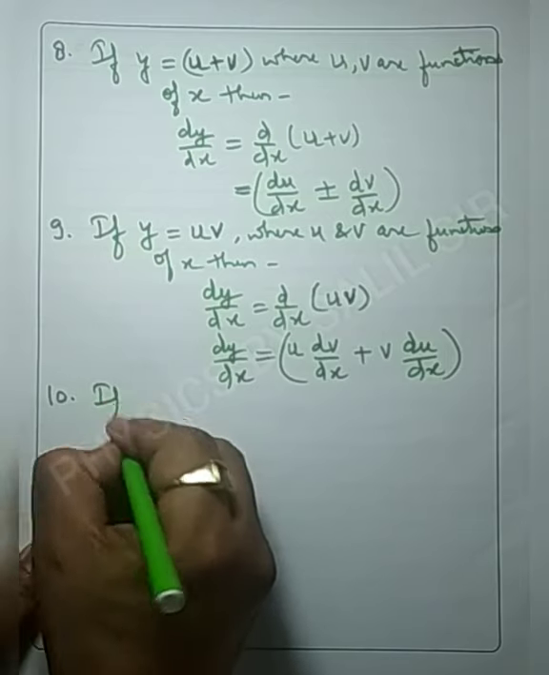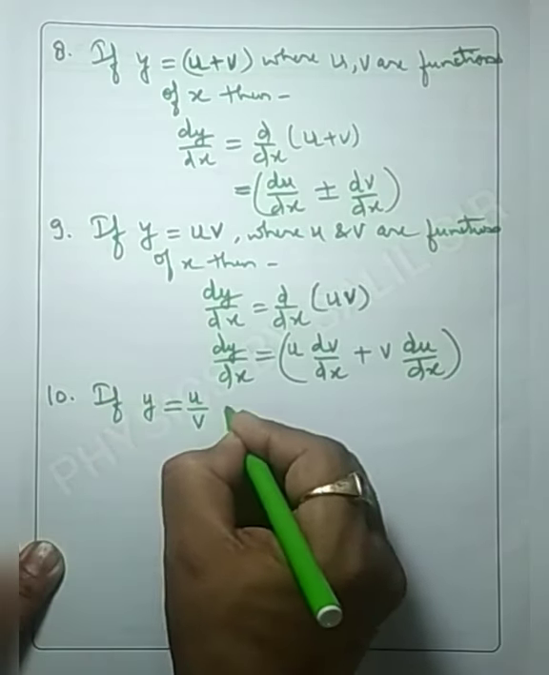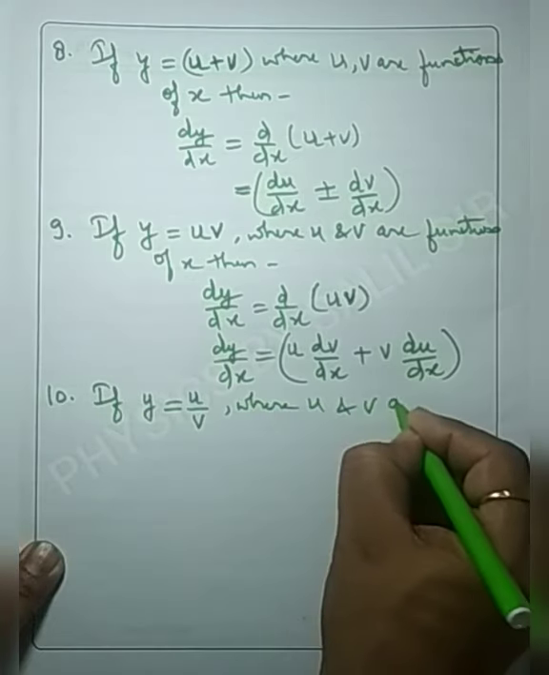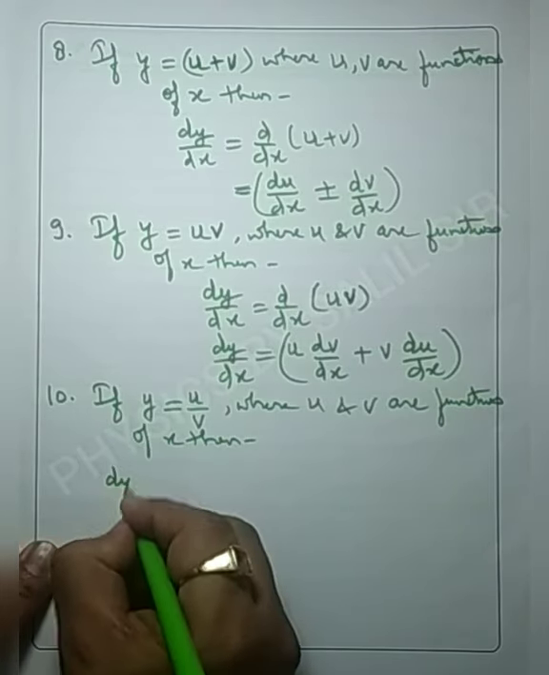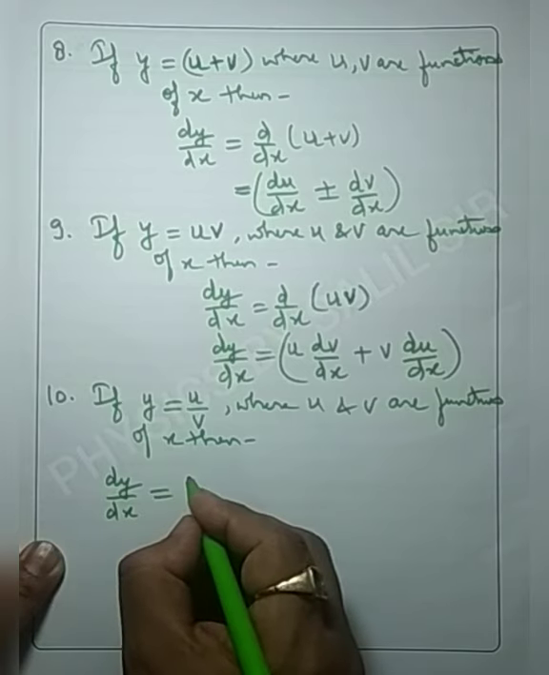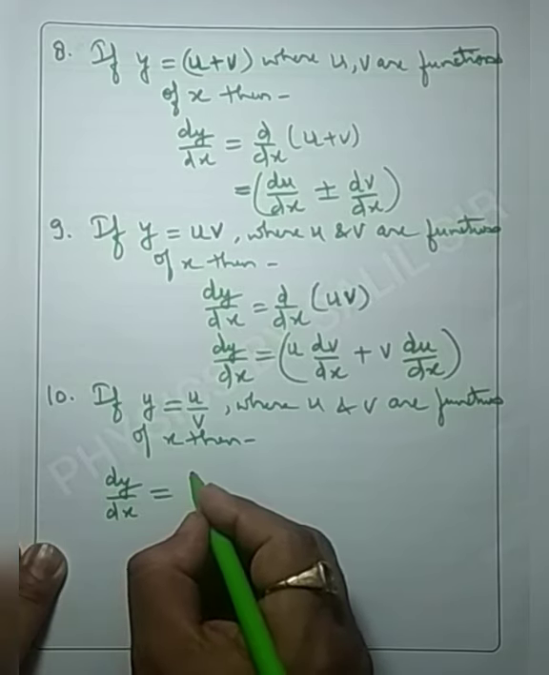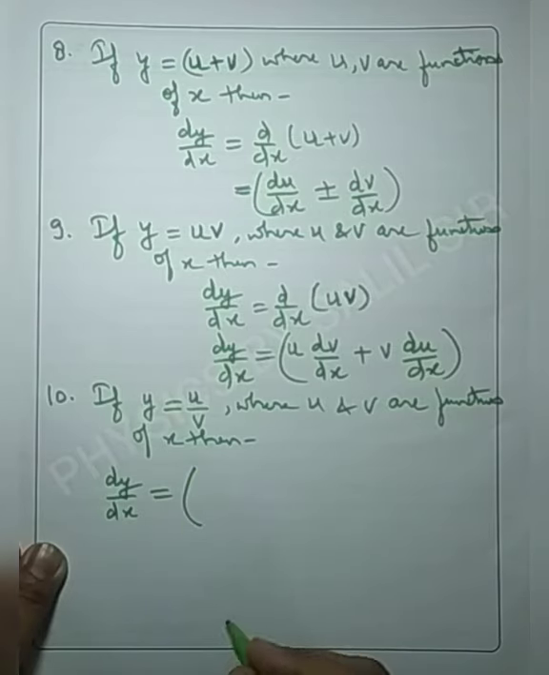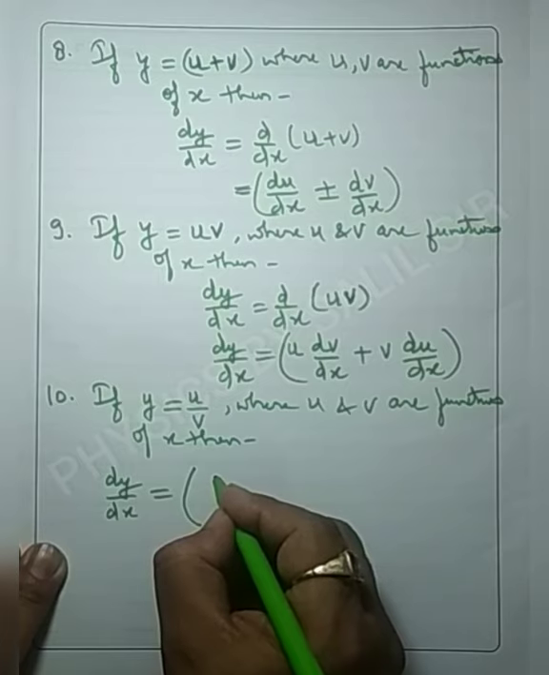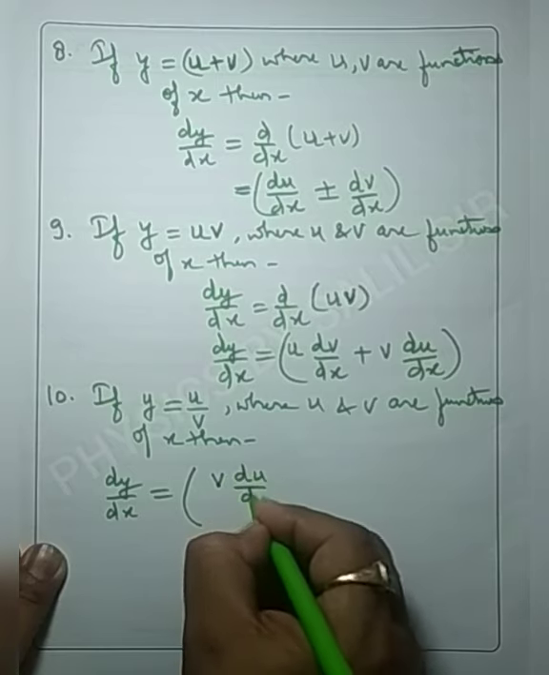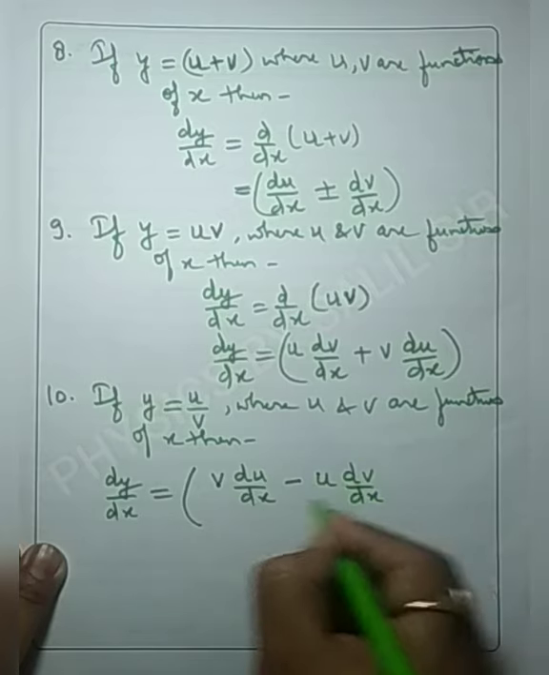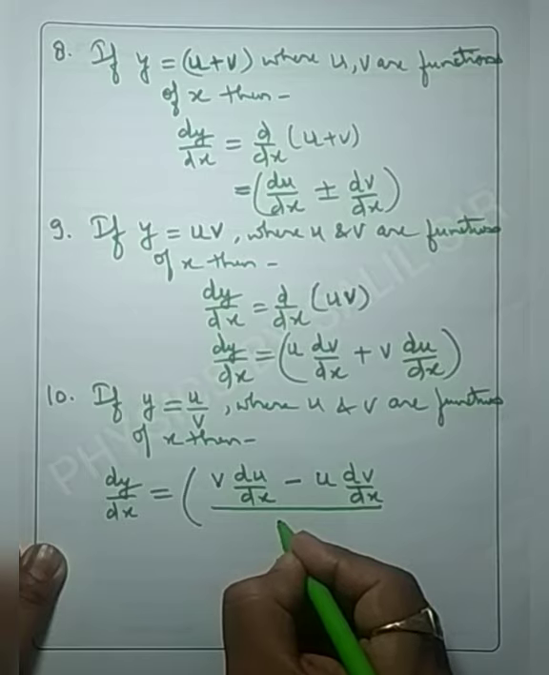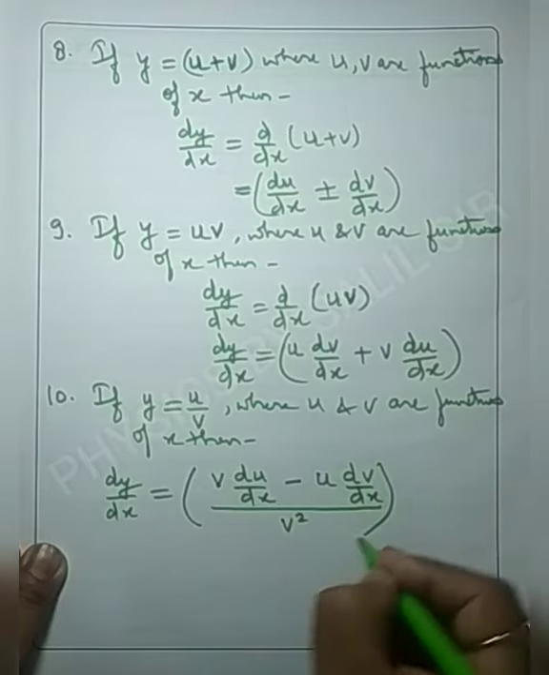Now next, if y is equal to u upon v, same thing, where u and v are functions of x, then you have to remember dy by dx is equal to, in bracket, v, the denominator is v, du by dx minus u dv by dx, upon v square.